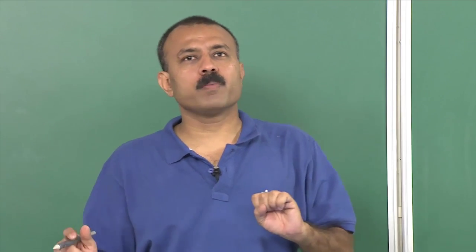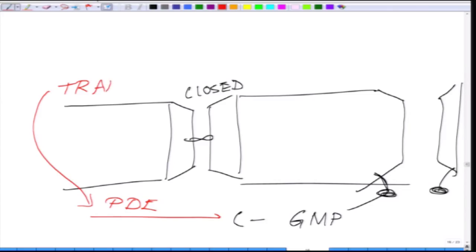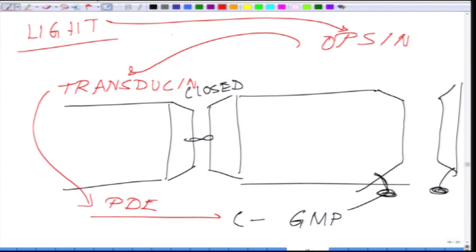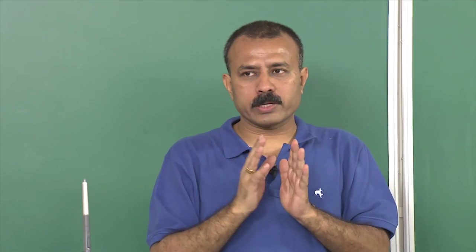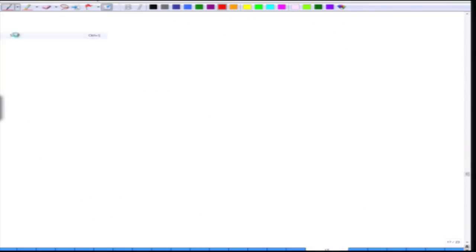That door stopper, cyclic GMP, is removed by the molecule called phosphodiesterase, which is activated by transducin. Transducin is further activated by opsin, and opsin is disintegrated in the presence of light. Does it make sense? So, let us summarize what exactly happened. Now, coming back to the next slide. Light falls on the retina.